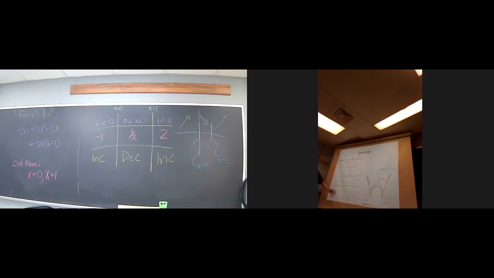Choosing test values, we're going to compare if our derivative at that test value is less than or greater than 0. We're going to find that we're decreasing, increasing, decreasing, increasing, right? This is all pretty much straightforward, right? Like there's nothing too world-shattering here.